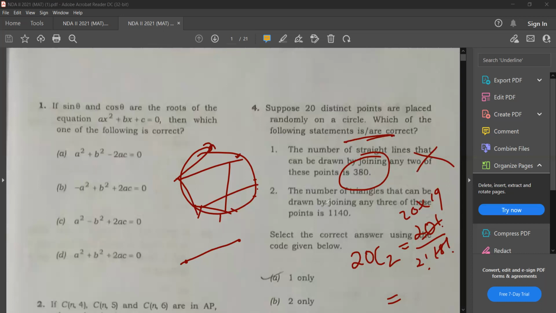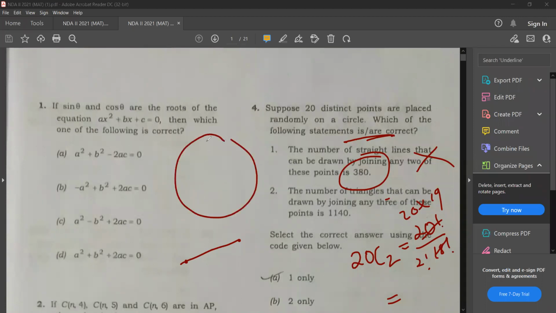Now you have to see whether the number of triangles that can be drawn by joining any 3 of these points is 1140. So let's see the number of triangles. For drawing a triangle, how many points do you need? You need 3 points, isn't it? Totally you have 20 points. So 20C3. What is 20C3? 20 factorial by 3 factorial into 17 factorial, isn't it? So just try that: 20 into 19 into 18 by 3 into 2, that is 6.